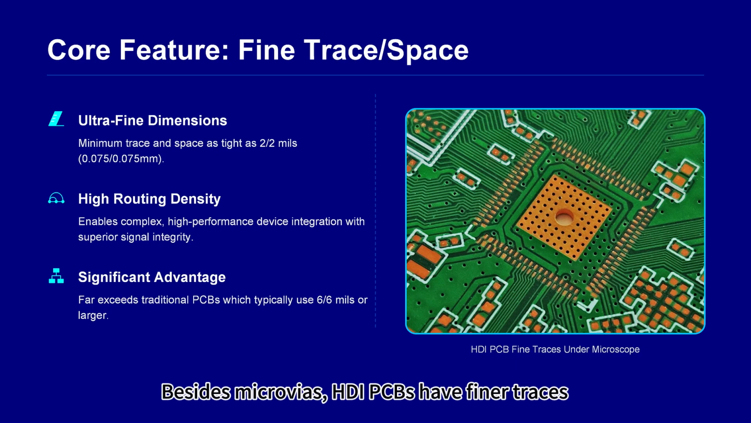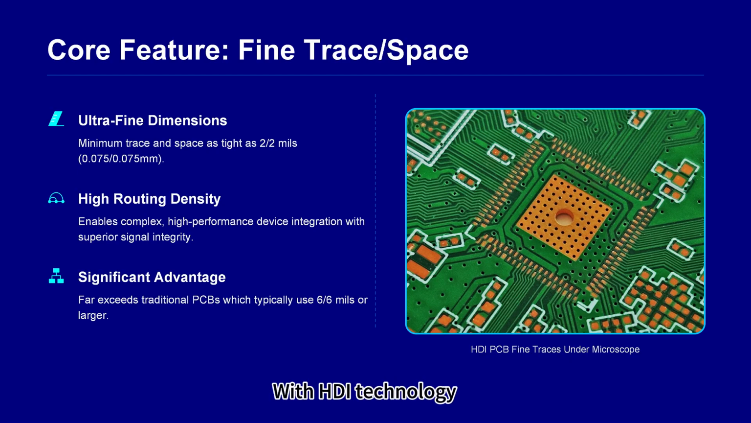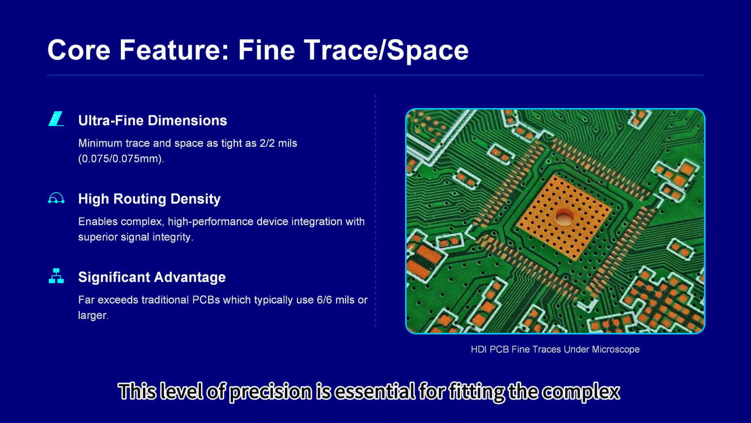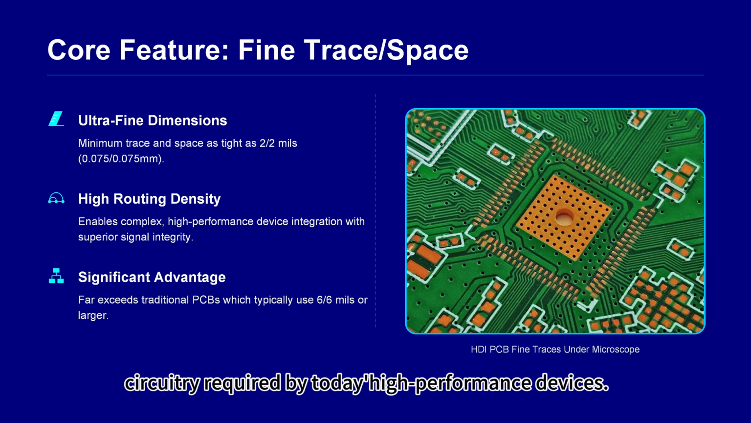Besides microvias, HDI PCBs have finer traces and smaller spaces between them. Traces are the conductive pathways that carry electrical signals across the board. With HDI technology, these traces can be as narrow as 2 mils, with just 2 mils of space between them. This level of precision is essential for fitting the complex circuitry required by today's high-performance devices.